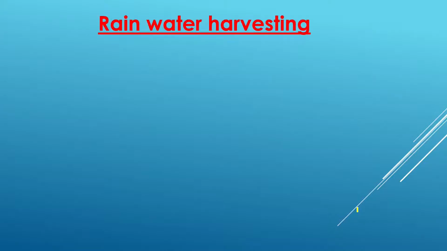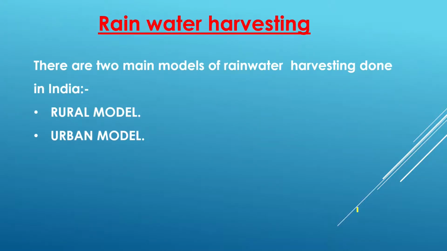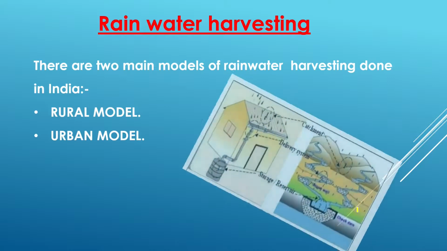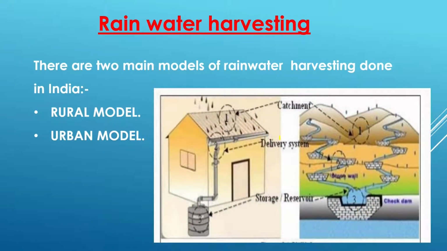Rainwater harvesting. There are two main models of rainwater harvesting in India: the rural model and the urban model. Here you can see the differences. First one is the catchment area. In rural areas, for remote areas, we get the catchment area where rainfall and the draining of the rivers take place, we can see, that is the catchment area.